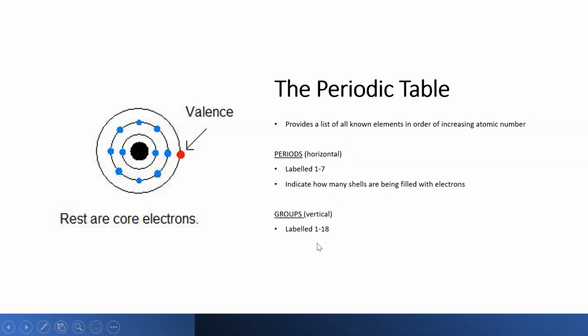The groups, which are vertical, up and down, they're labelled 1 to 18, and they contain elements with the same valence shell electron number, so the same number of electrons in their valence shell, the valence shell being the outer shell.